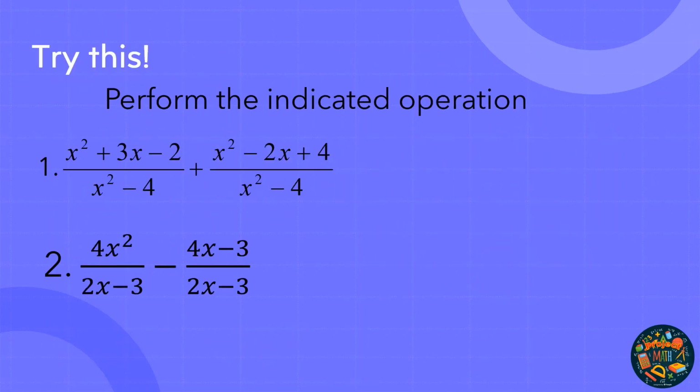And that's it. Now it's your turn. Do this activity on your paper or notebook. Okay, so perform the indicated operation. Number 1, x squared plus 3x minus 2 over x squared minus 4 plus x squared minus 2x plus 4 over x squared minus 4. And number 2, 4x squared over 2x minus 3 minus 4x minus 3 over 2x minus 3.